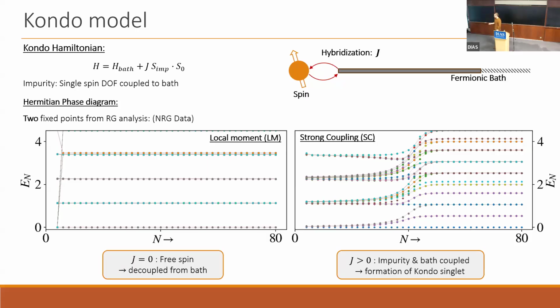Okay. Whereas once you turn on any finite coupling, so as J is greater than 0, your impurity and your bath are now coupled together, and you get this new structure in the end. This is what's called the strong coupling fixed point.